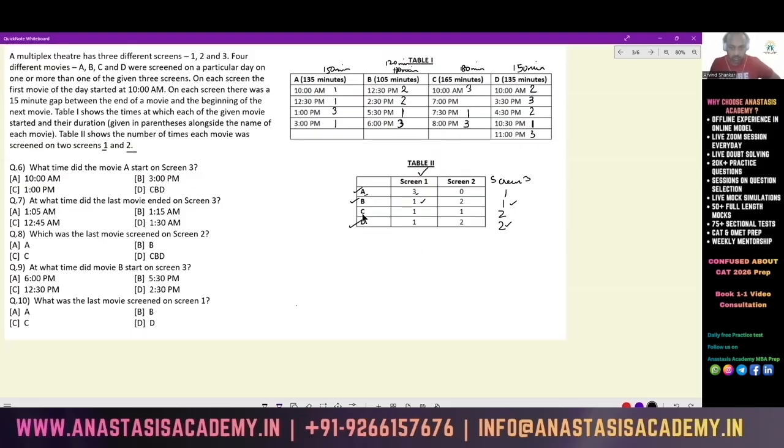And as soon as we have this, look at this. C had 2 movies on screen 3. That is identified. It has 1 movie on screen 2. That is identified. So yes, our life is done.